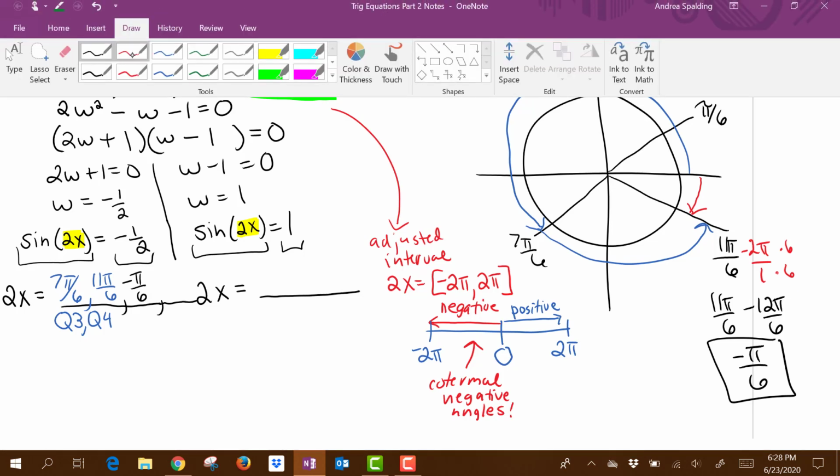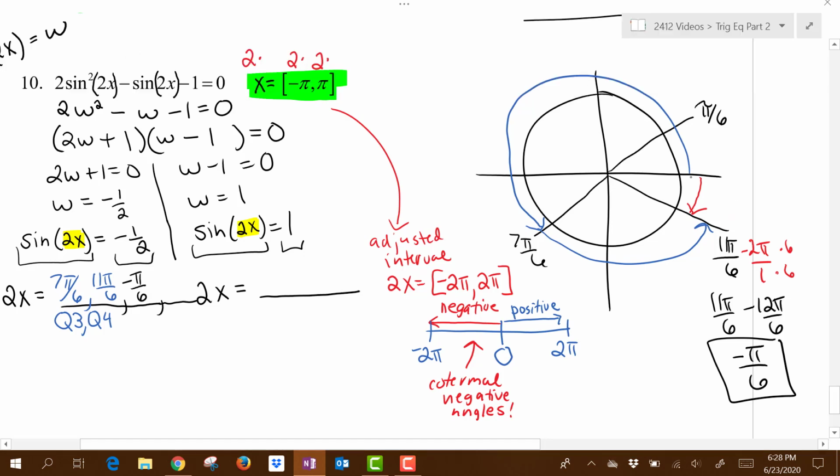Okay, now that's the quadrant 4 negative coterminal angle, but I also need to get the quadrant 3 negative coterminal angle. So what about 7 pi over 6? Alright, so 7 pi over 6, we're also going to subtract 2 pi from that. Need a common denominator of 6. So I get 7 pi over 6 minus 12 pi over 6. Does it give us negative 5 pi over 6?